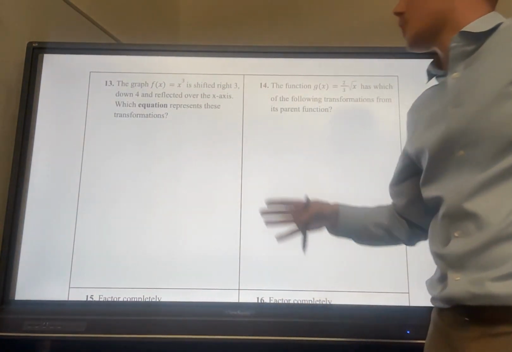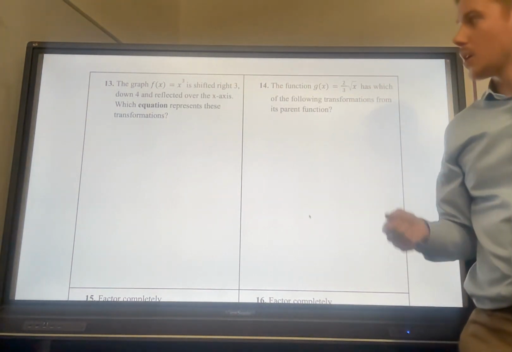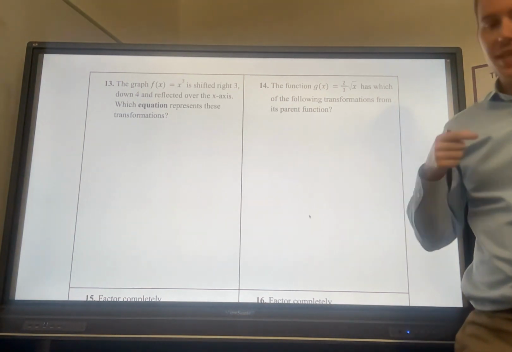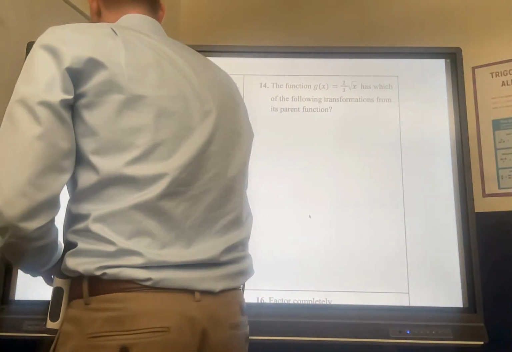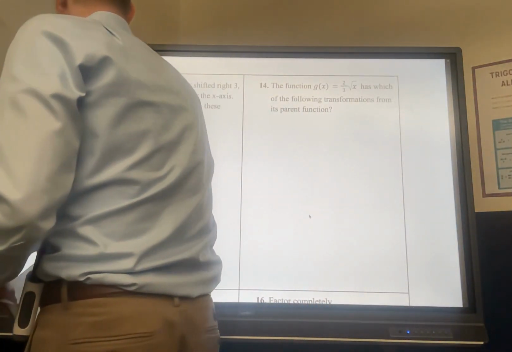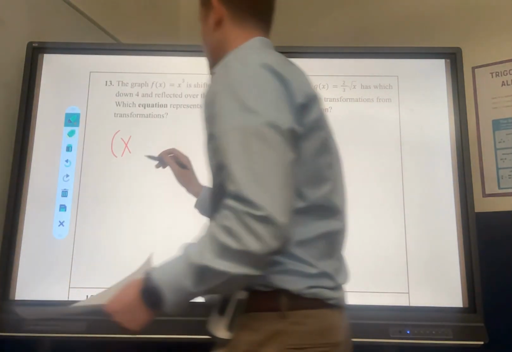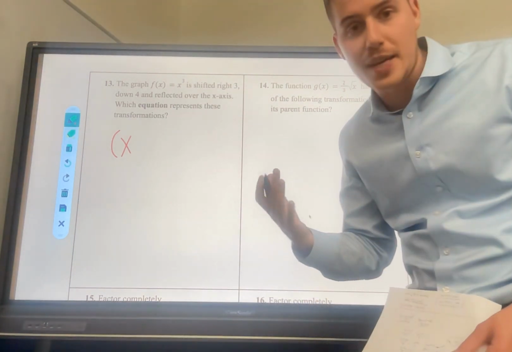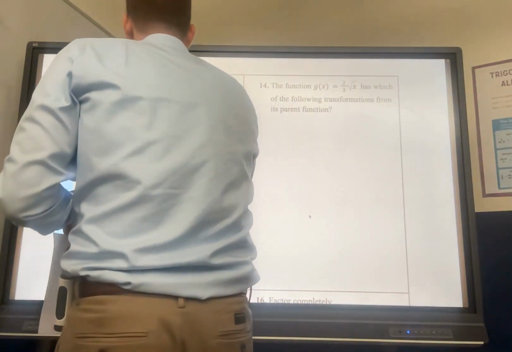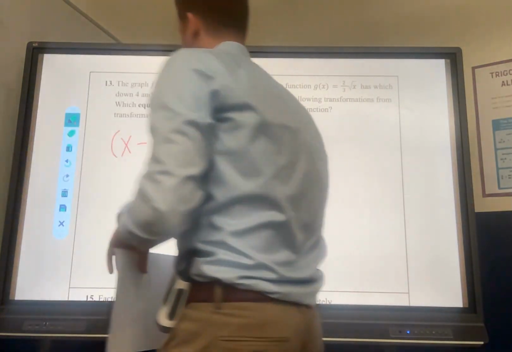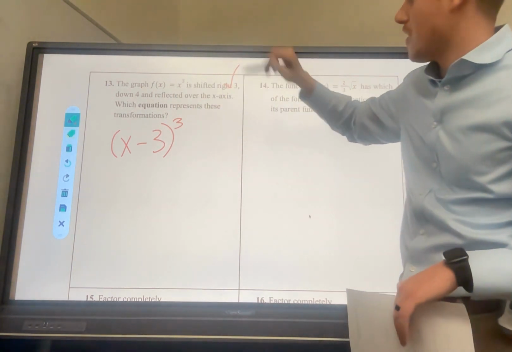All right, question 13, the graph of f of x equals x to the third is shifted right 3, down 4, and over the x-axis. What equation represents these 3 transformations? Okay, let's do it. All right, so to start with, that first piece, shifted right 3, that's going to be minus 3 inside the parentheses. Okay, and it's to the third power. That's our original function, so x minus 3 to the third. I've taken care of my right 3.